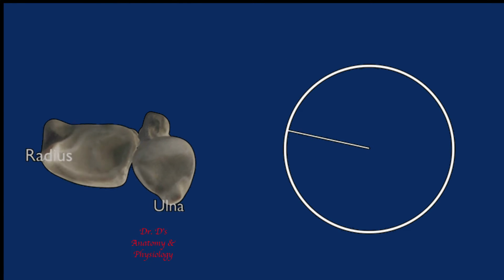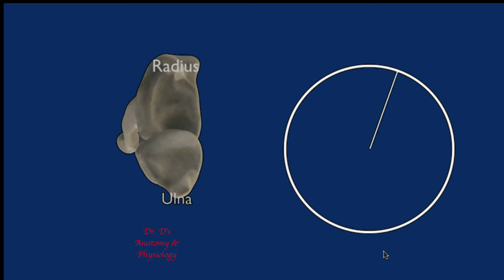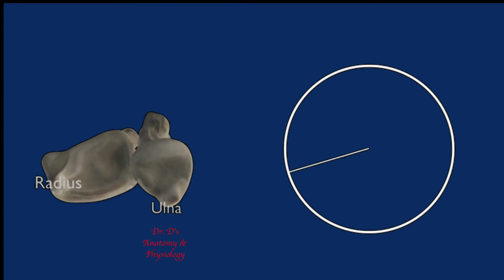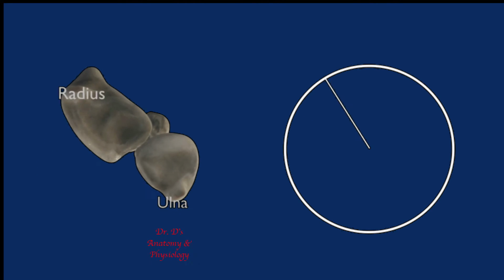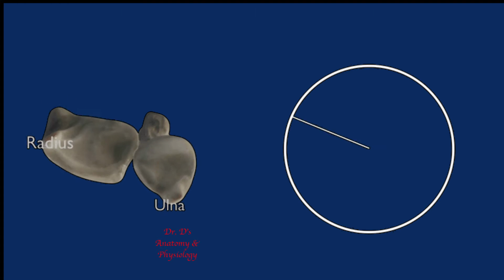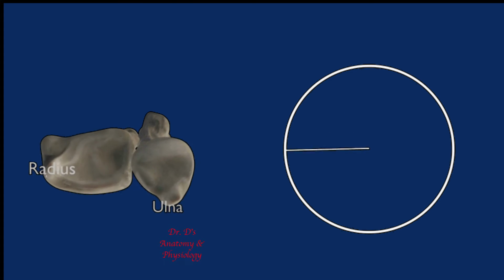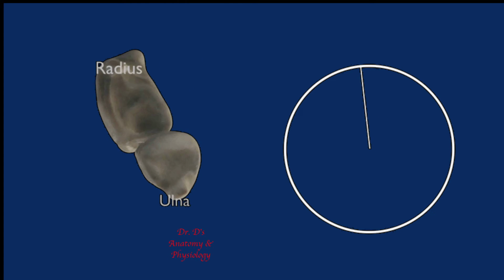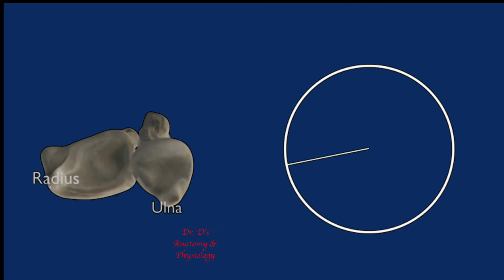But let's take a look at what is happening at the wrist joint from the perspective of the wrist. If we look at the movement of the radius in relation to the center of the head of the ulna, it moves like the radius of a circle. Hence, the radius is an apt name for this rotating bone.